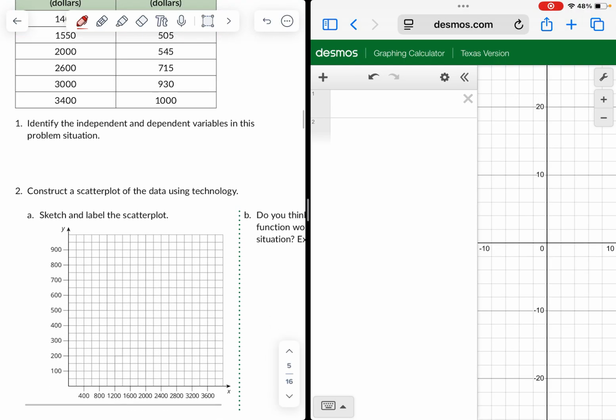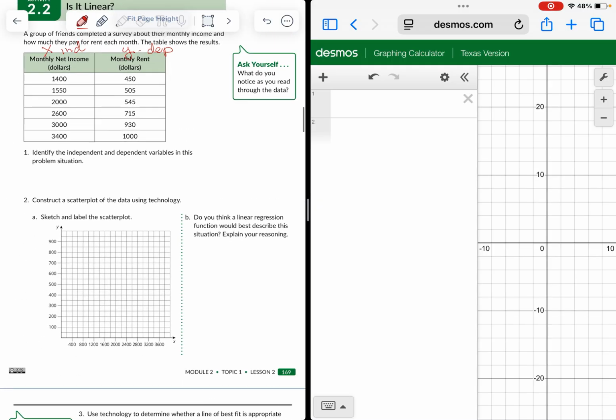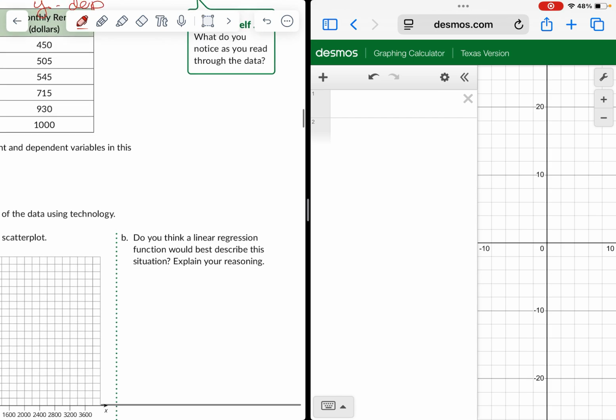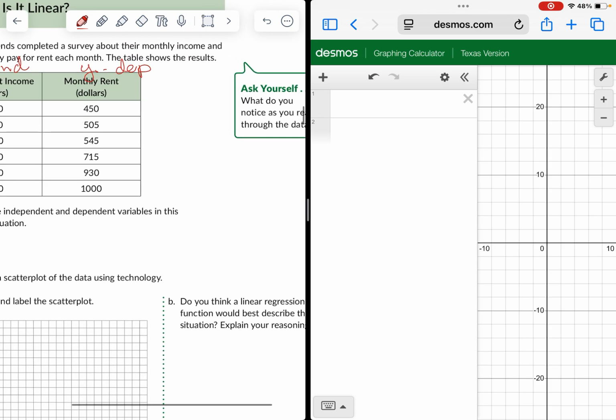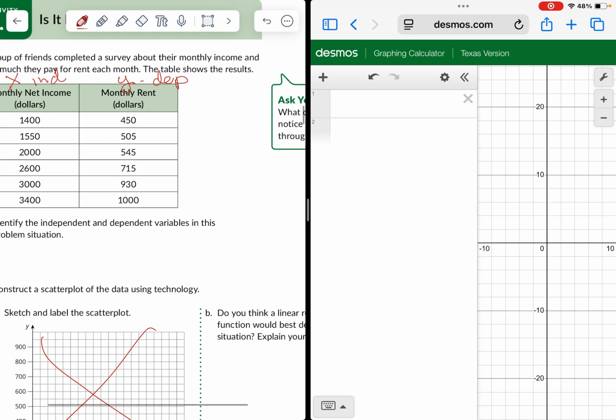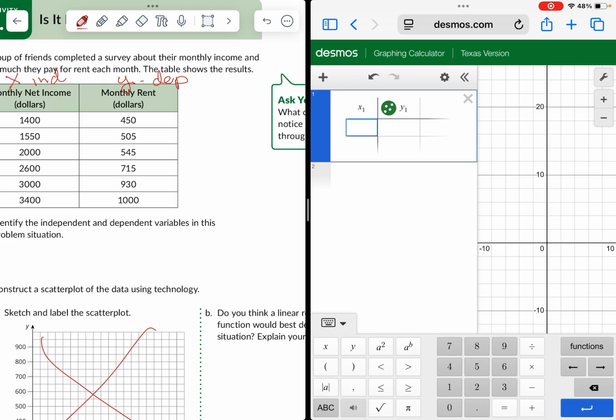We are going to skip the part about the scatter plot, and just for time purposes, we're going to go straight to the linear regression. It'll graph it for us anyway in Desmos. So I'm going to let you skip this part, and we're going to go straight to linear regression because we can. So we're going to add our table, and I'm going to put in every piece of data.